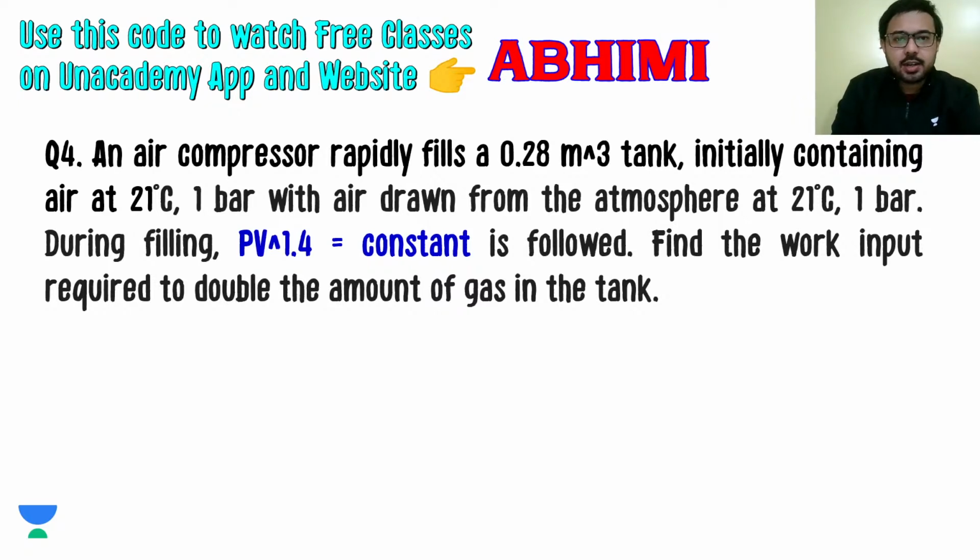An air compressor rapidly fills a 0.28 meter cube tank, initially containing air at 21 degrees Celsius and 1 bar, with air drawn from the atmosphere at 21 degrees Celsius and 1 bar. During filling, the equation PV raised to the power 1.4 equals constant is followed. Find the work input required to double the amount of gas in the tank. So this is a question where we are encountering this filling. So this is unsteady.